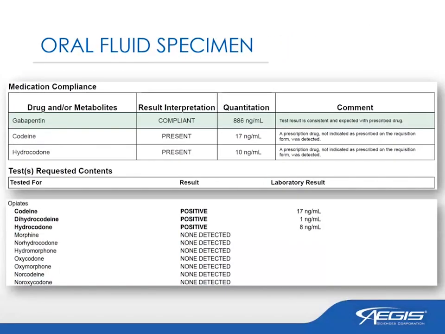This section of an Aegis report shows the results of an oral fluid specimen. Here you can see that parent drug codeine has a quantitation of 17 nanograms per mil, and there are two metabolites present, the dihydrocodeine and the hydrocodone, each with reported amounts that are less than the parent drug. Many times, oral fluid results reflect parent drug concentrations that exceed metabolite concentrations, like it does in this sample. But this is not always the case. It is possible to see more metabolite than parent.